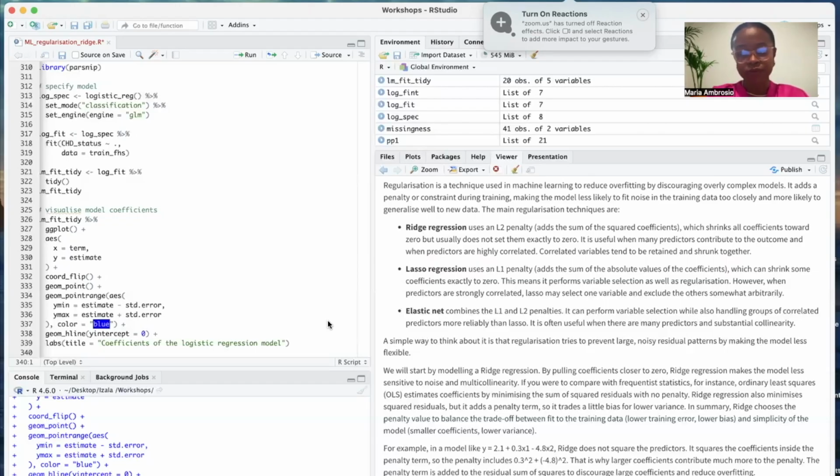If you were to compare ridge regression or regularization methods in general with frequentist statistics, for instance, ordinary least squares estimates coefficients by minimizing the sum of squared residuals with no penalty. However, ridge regression also minimizes squared residuals, but it adds a penalty term. So it trades a little bias for lower variance. In summary, ridge chooses the penalty value to balance the trade-off between fit to the training data, so lower training error, lower bias, and simplicity of the model, so smaller coefficients, lower variance.